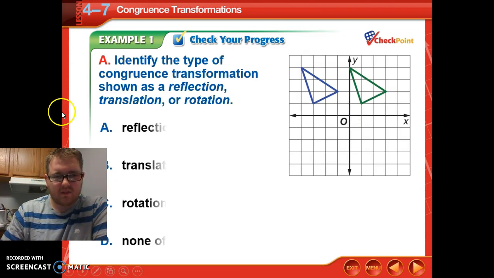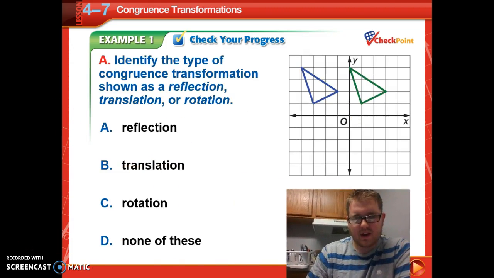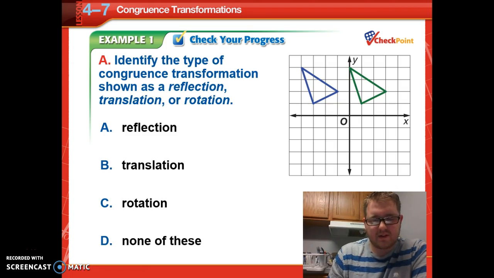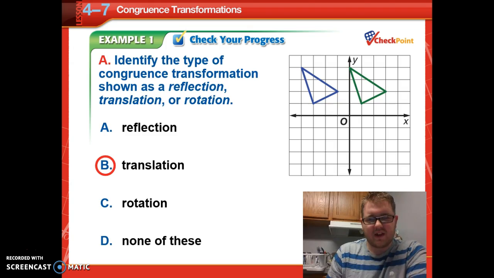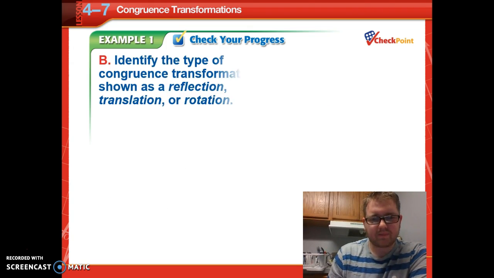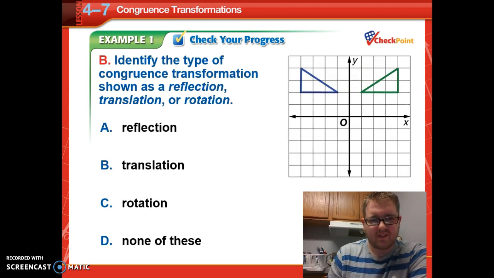So let's go ahead and try some. You need to answer this. Which one does this appear to be? You should have chosen translation. As you can see, it has just been shifted to the right, slid to the right. Go ahead and try to identify this one. Now this time, even though it has been shifted to the right, it's also been flipped, so to speak. So we would call that a reflection.